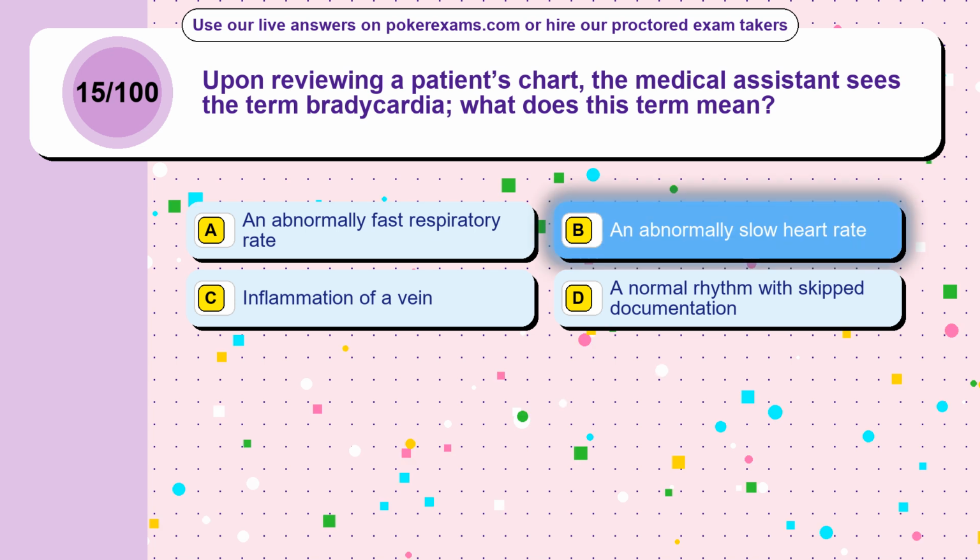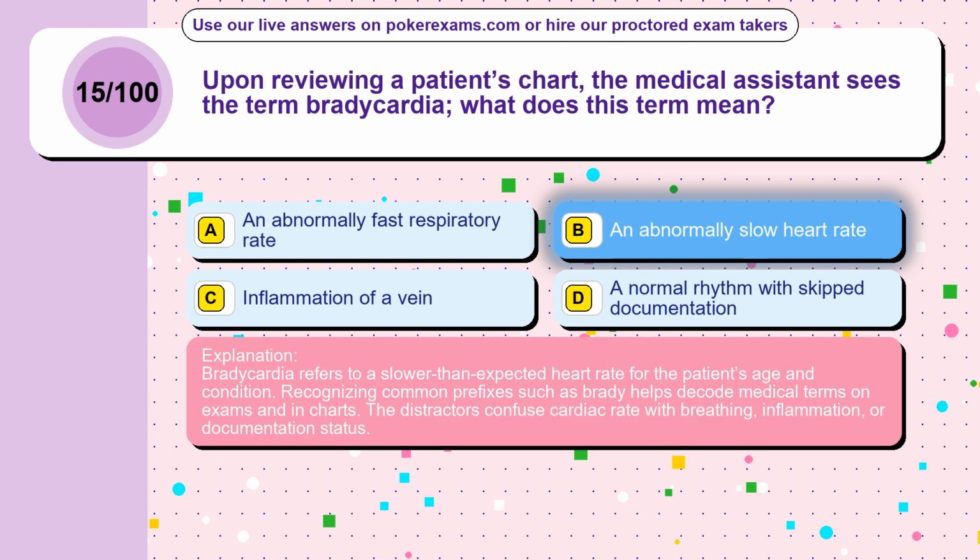The correct answer is option B. An abnormally slow heart rate. Bradycardia refers to a slower than expected heart rate for the patient's age and condition. Recognizing common prefixes such as brady helps decode medical terms on exams and in charts. The distractors confuse cardiac rate with breathing, inflammation, or documentation status.